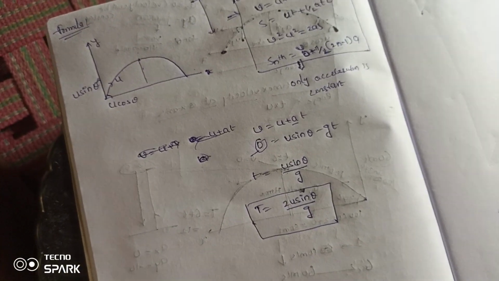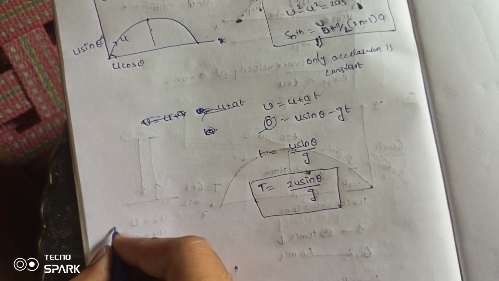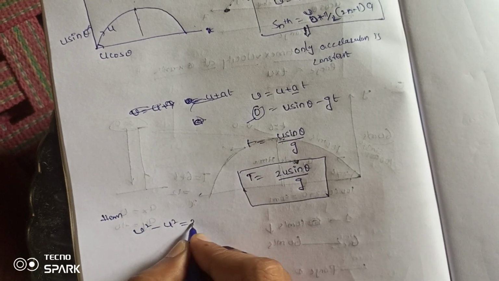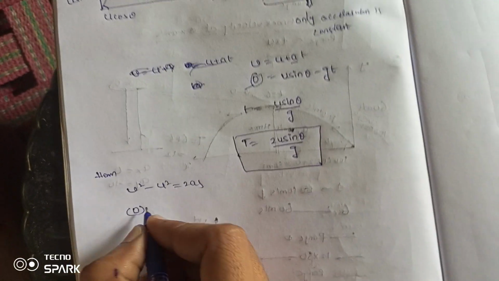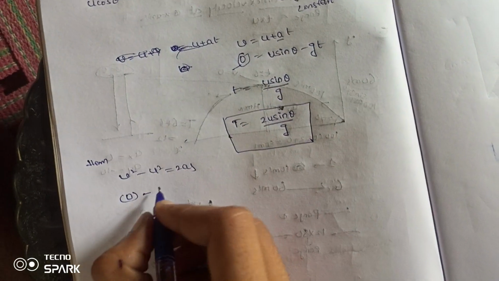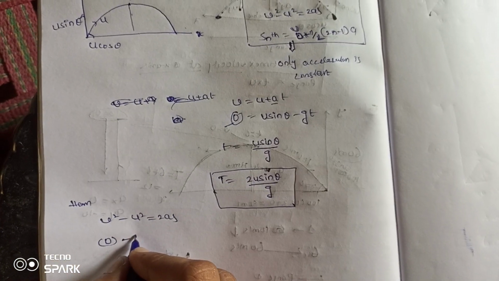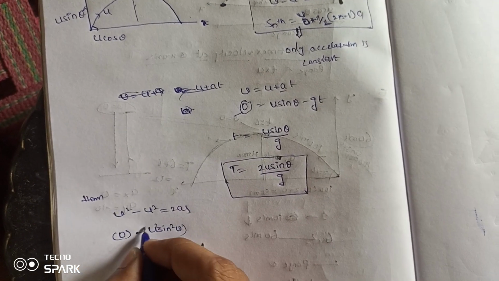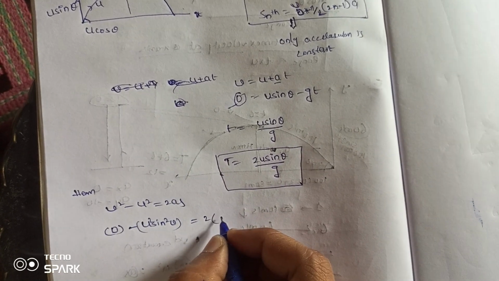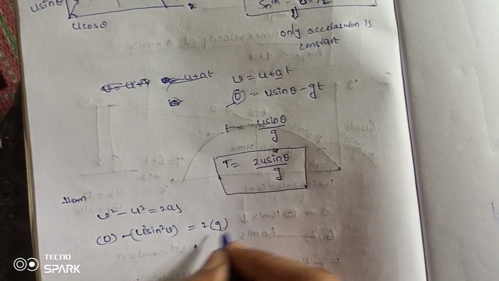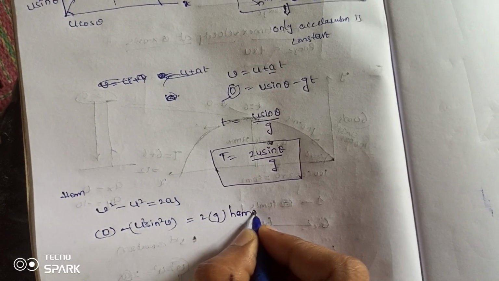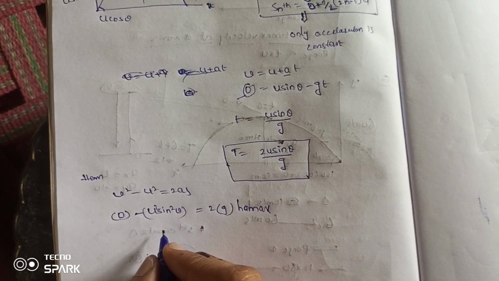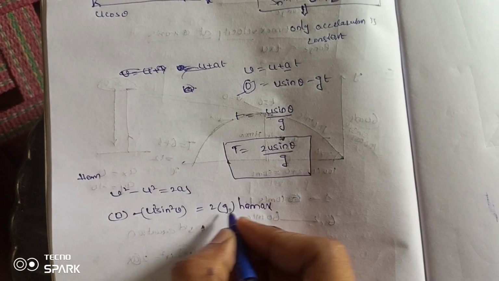And next, let us discuss the maximum height. For the maximum height, v squared minus u squared equals 2as. Here v is 0, the velocity at maximum height will be 0, and u means u sin theta, so u squared sin squared theta equals 2 into acceleration, which will be g, and h max. This is minus.